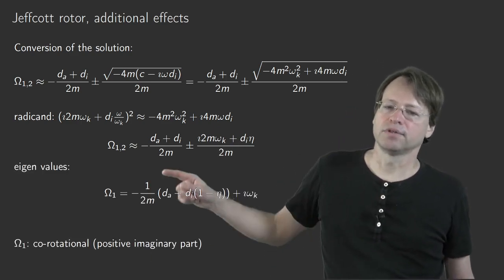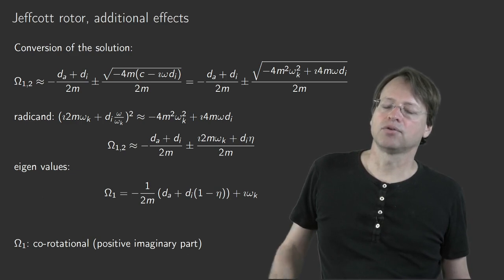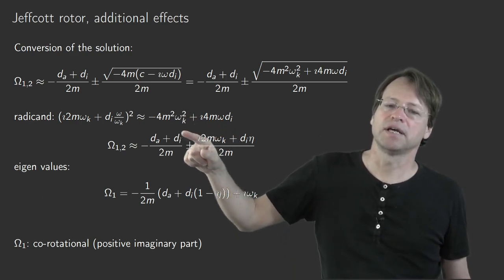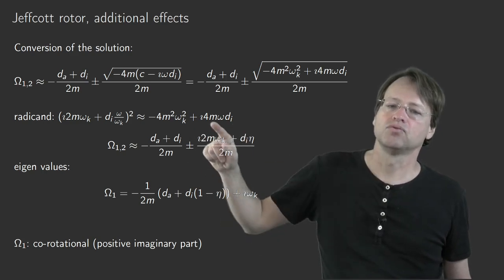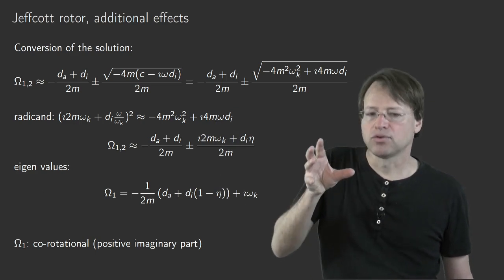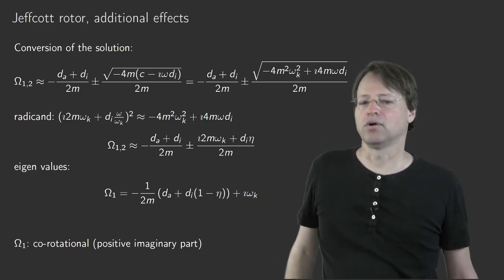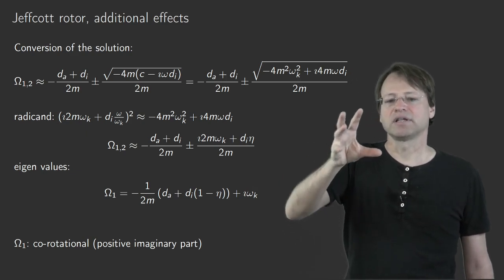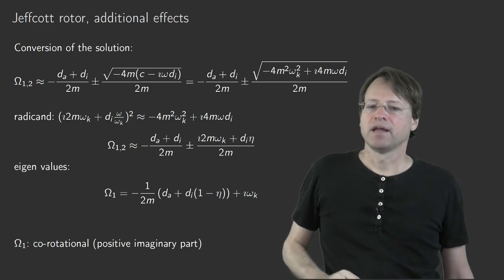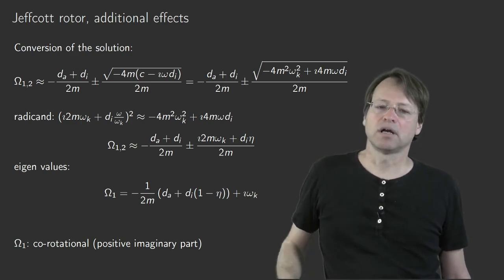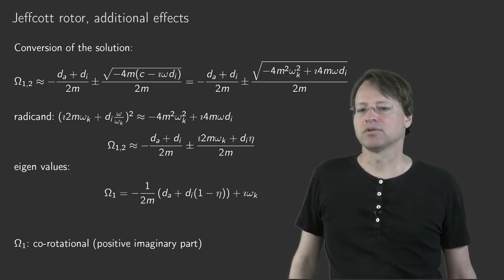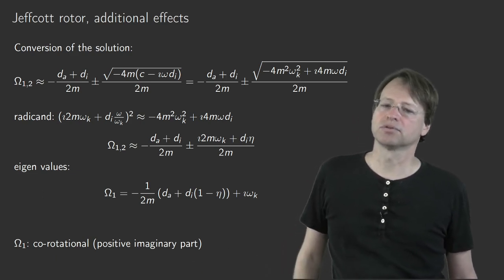So the first eigenvalue is the eigenvalue corresponding to the positive sign here, so corresponding to the case where the imaginary part is equal to omega k. If the imaginary part is equal to omega k, and think of the Euler formula, then what you get is something that is co-rotational, that rotates in the same sense as the rotor rotates, however, with the natural frequency. So this is the co-rotational contribution to the solution.